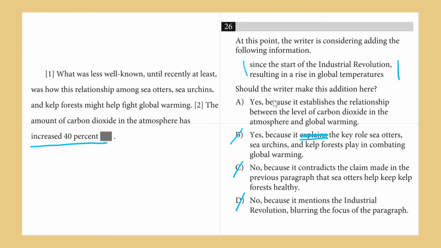Now let's go back to A just to confirm why this is the right answer. It establishes the relationship between carbon dioxide levels and global warming. Well, that's exactly what we're doing. We're talking about the amount of carbon dioxide in the atmosphere, and then we are talking about it resulting in a rise in global temperatures, aka global warming. So A is the perfect answer here.